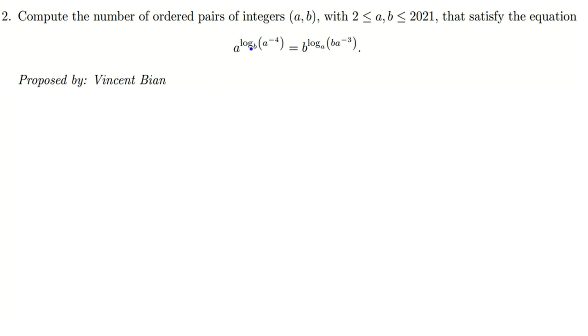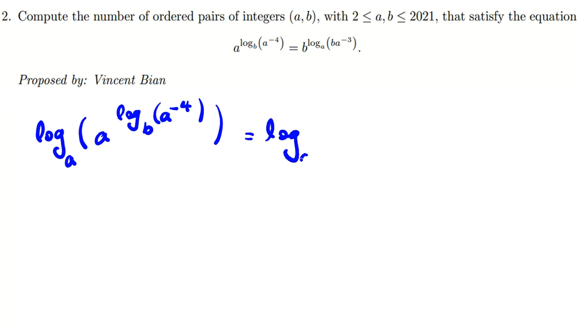For example, when you see log b, you can raise b to the power of that, or you can take log of both sides. Here you can, for example, take log in base a of both sides. This idea is useful in many logarithm problems. The left side will be this, minus 4, and the right-hand side will be log_a of b to the power of (log_a b minus 3).